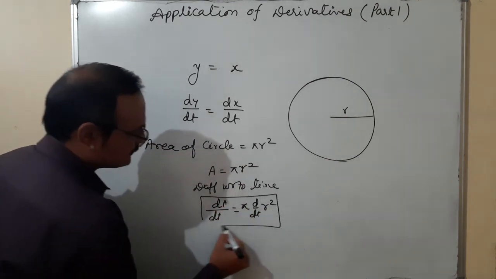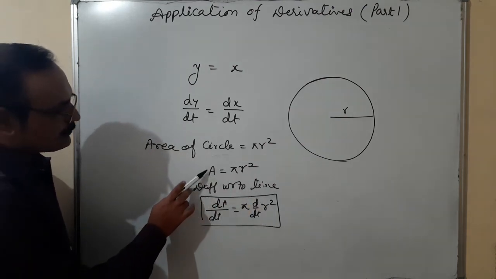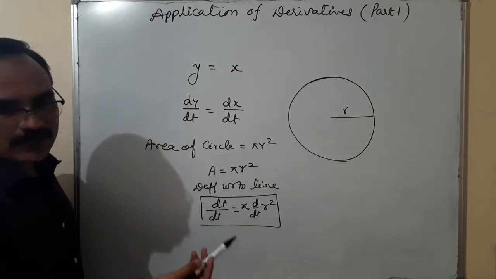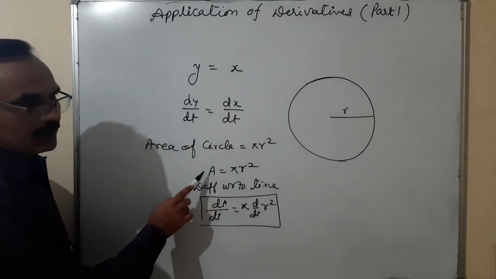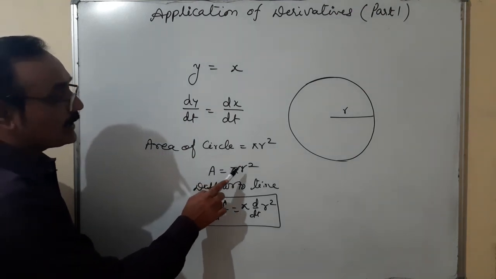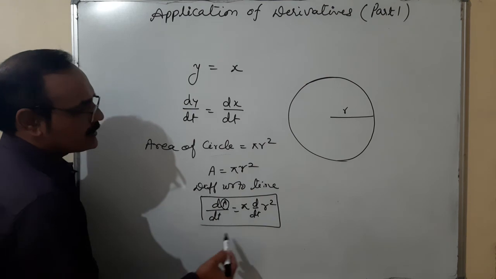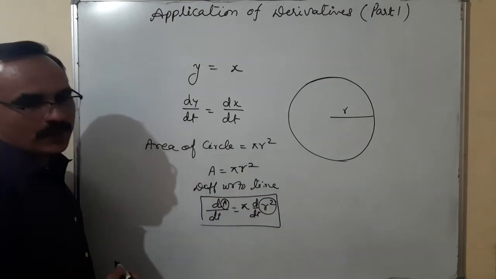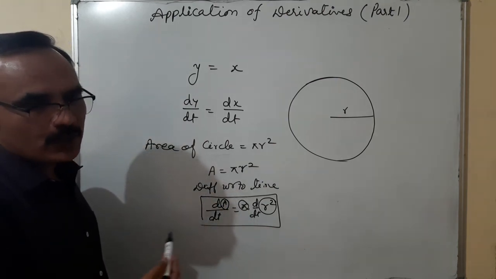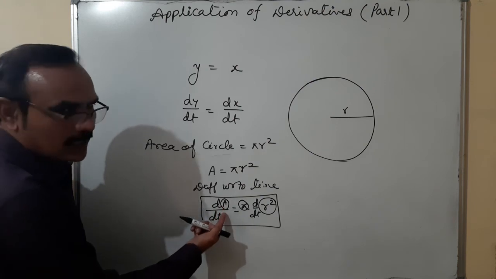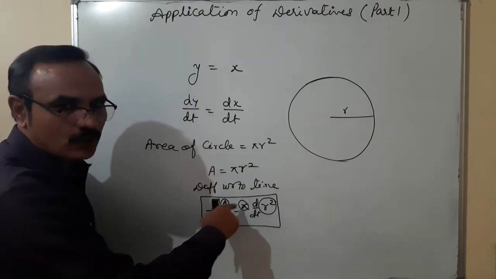What is the meaning of this term? Area is equal to pi r square. That means the rate of change of area with respect to time is equal to the rate of change of pi r square. The meaning is that this area depends on r square, or r. It is not depending on pi, because pi is a constant, 3.14 or 22/7. So the change in area depends on the change in radius, and the change in radius depends on the change in area.